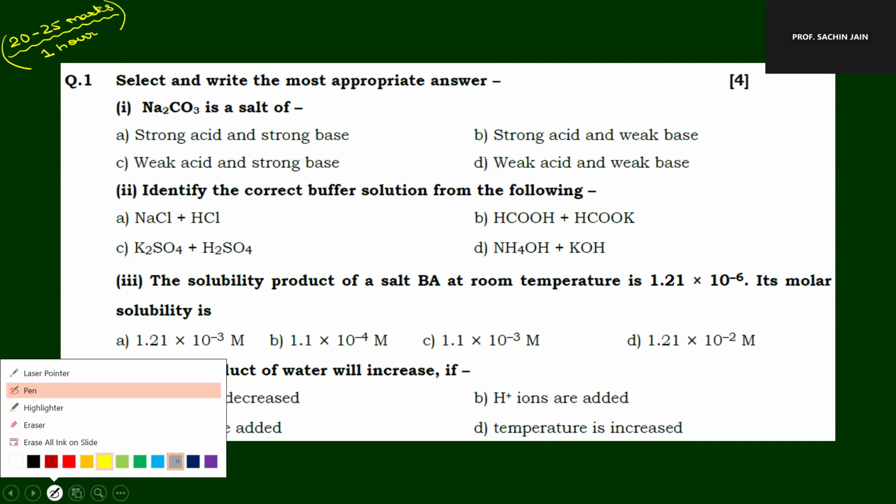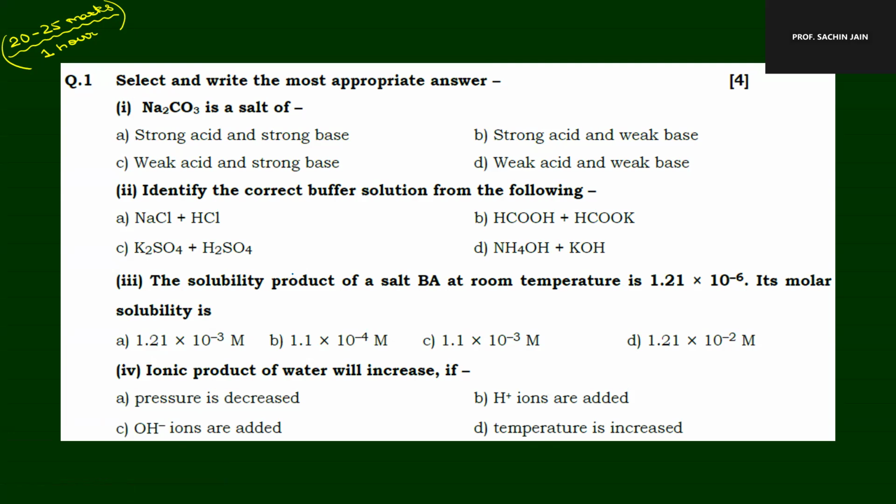So the first one, Na2CO3 is a salt of. So from which topic this question is related with? Acid and bases. Strong acid. Yeah, it's related with the hydrolysis of salts का topic, जहां पर 4 type के salts हमने discuss किए हैं. So Na2CO3 is a salt of weak acid, strong base. Strong base, weak acid. Correct, NaOH and H2CO3, which is of course the strong base and the weak acid.